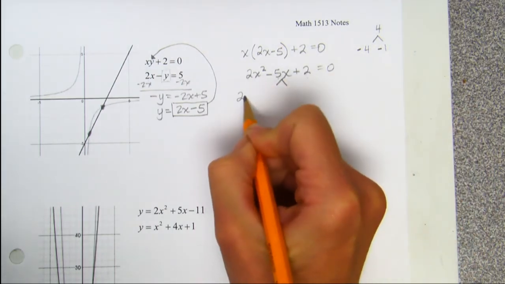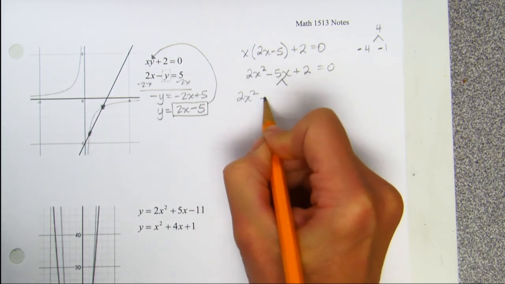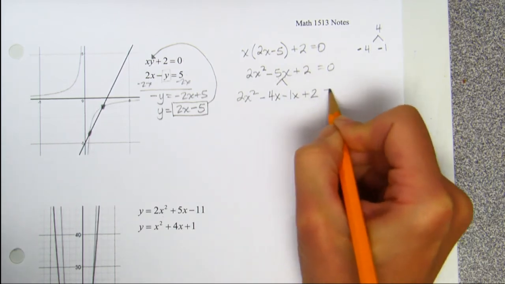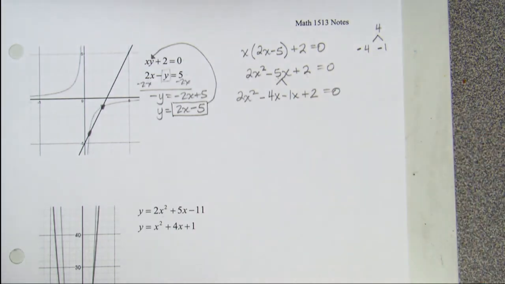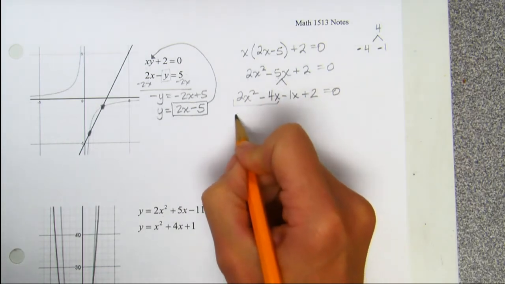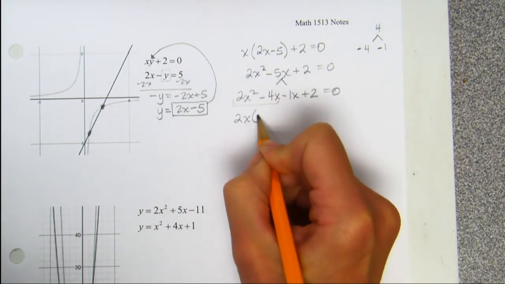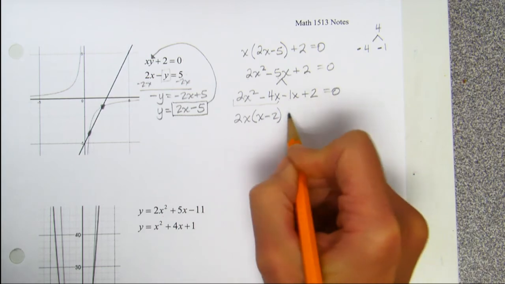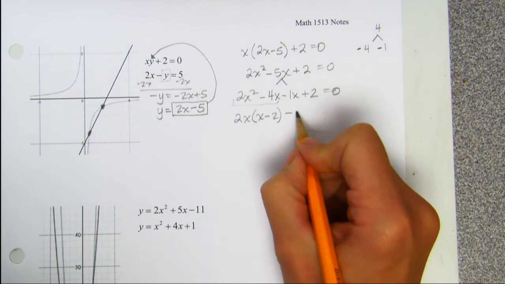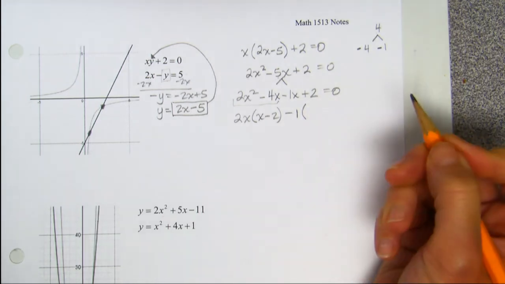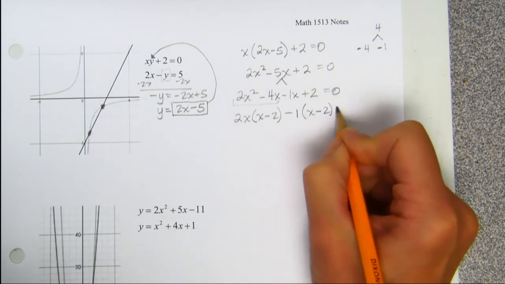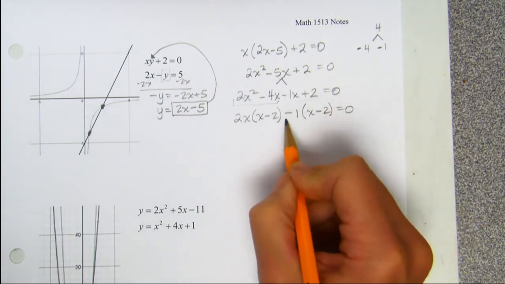I will bring down my 2x squared. I will split the middle into minus 4x minus 1x, and I'll bring down the plus 2. All right, now we group. Front terms have a 2x in common. That will leave an x minus 2. The back terms have nothing in common, but when you're grouping, you're going to take out what everything has in common, which is a 1. And because of the minus sign in the middle, it changes the sign in your back set of parentheses.